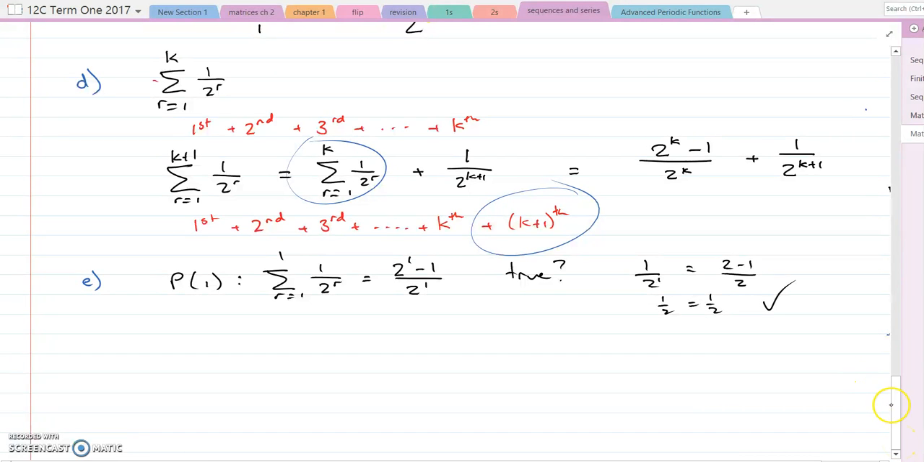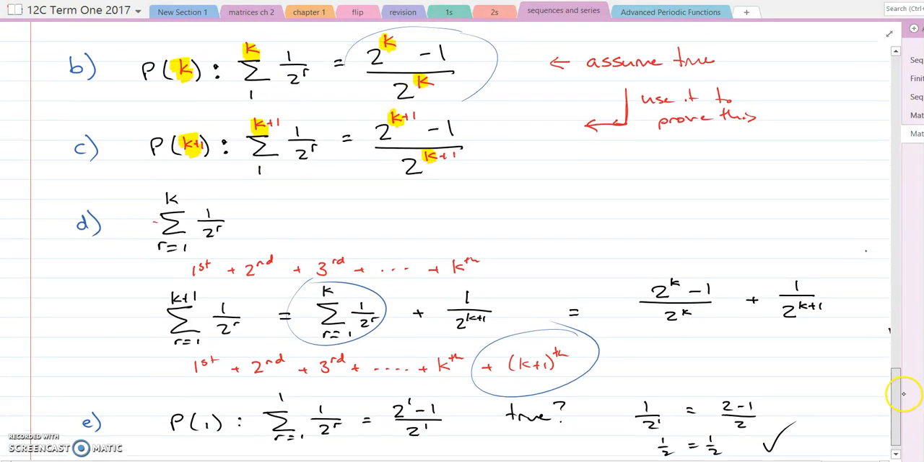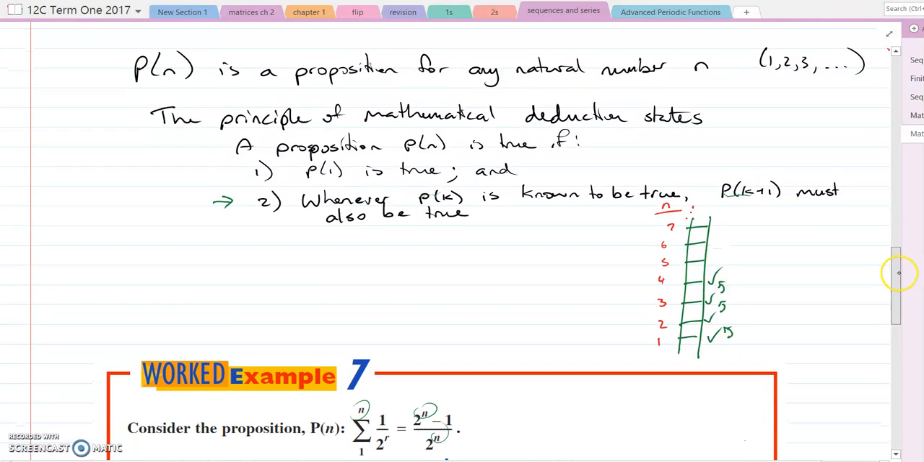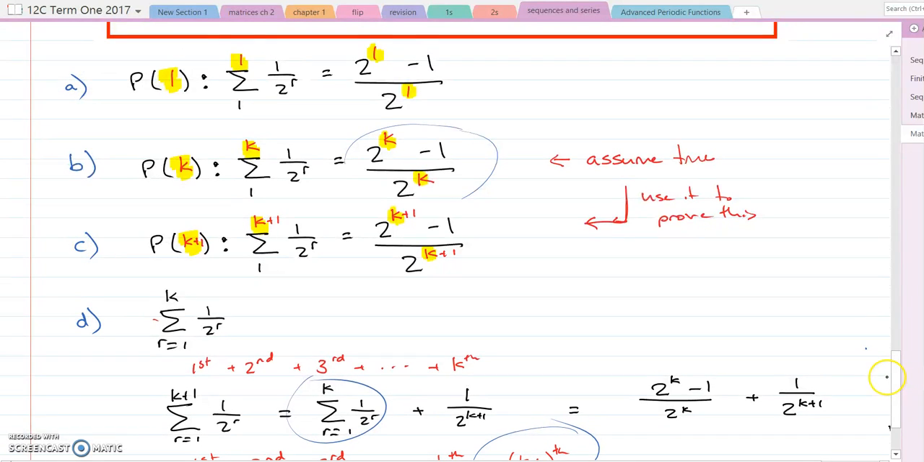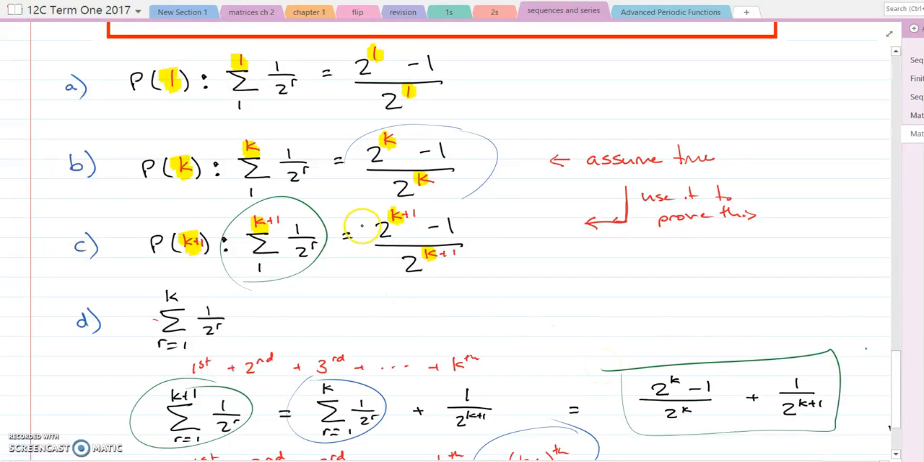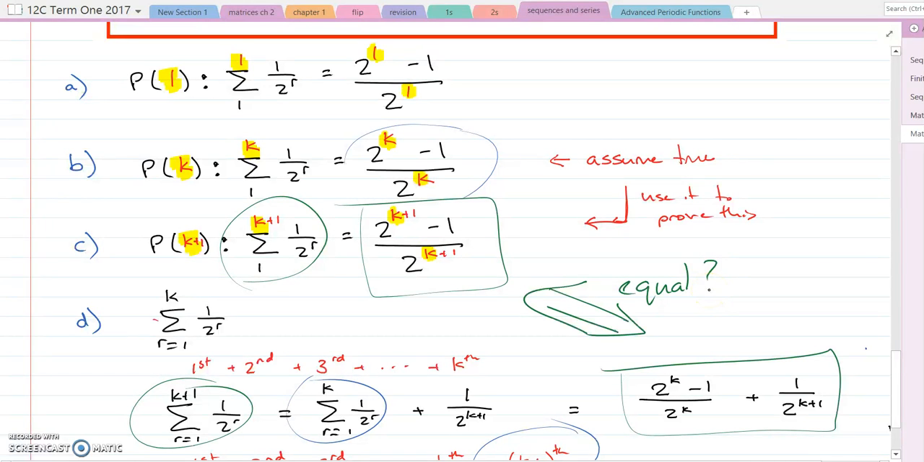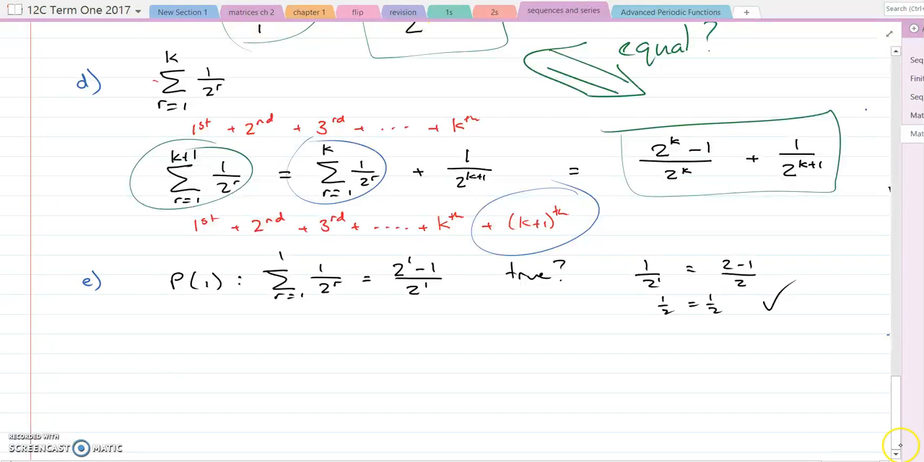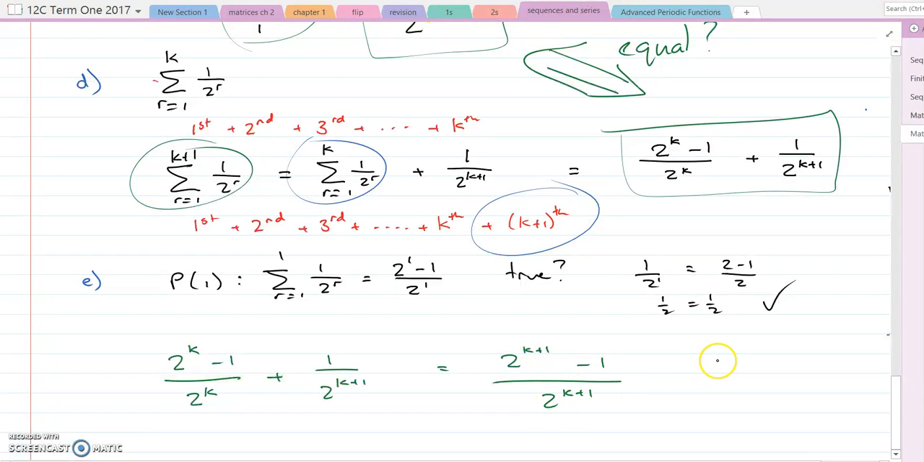So the second part is showing that if Pk is known to be true, Pk plus 1 must also be true. So we need to prove this. We've already got this left side here, which is down here, we have got this. Okay, so we need to say, are these things equal? That's all we need to show. So is 2 to the k minus 1 over 2 to the k, plus 1 over 2 to the k plus 1, equal to 2 to the k plus 1 minus 1 over 2 to the k plus 1? Is that true?